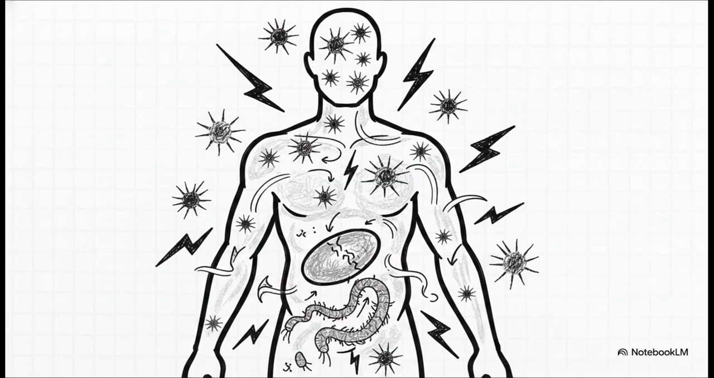But it doesn't stop at the neck. Beyond the brain, the biology of mood disorders is highly systemic. We can measure elevated levels of pro-inflammatory cytokines like IL-6 and TNF-alpha right in the blood.